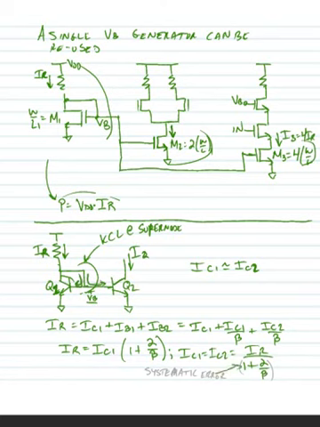Now what's interesting here is that this is a systematic error term. Remember, we wanted IC1 equal to IC2 equal to the reference current, but here we're saying that IC2 is equal to the reference current divided by (1 plus 2 over beta). So if beta is very, very large, then IC2 is equal to the reference current. But in cases where beta is not very large, we get this systematic error.